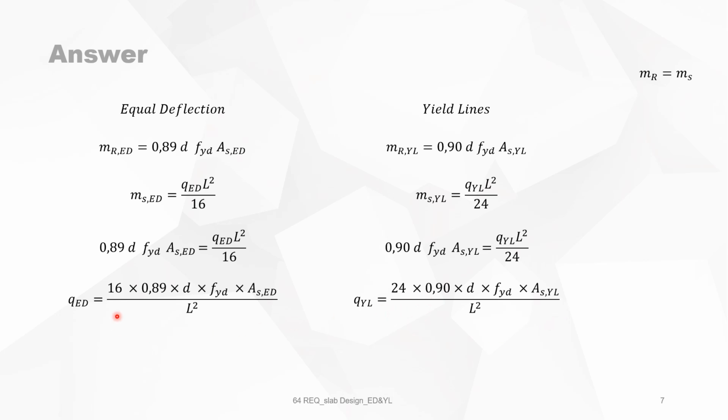Now, if you compare those two, and it was said that the reinforcement was the same in both slabs, then we see that the ratio of the bearing capacity of the two slabs is equal to 1.52, or let's say 1.5. So for a square slab, if you calculate it with yield lines, you have 1.5 times more capacity than with the method of equal deflection.